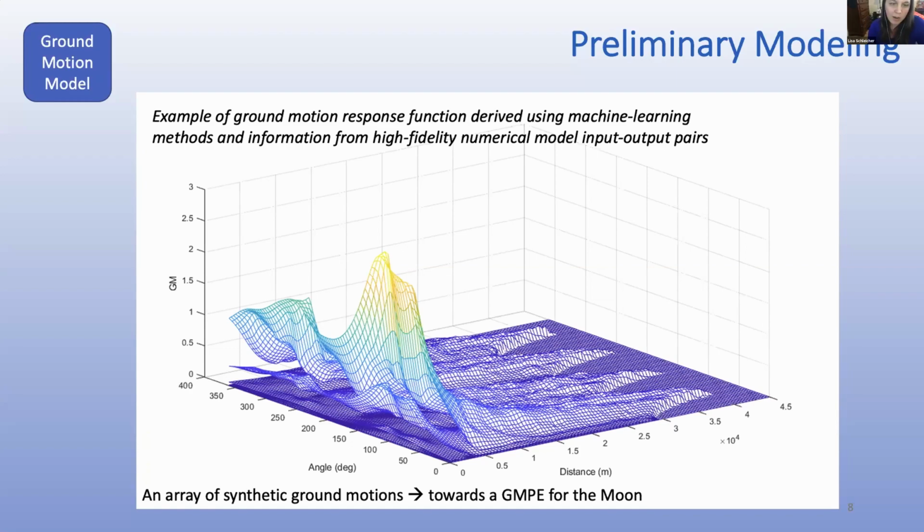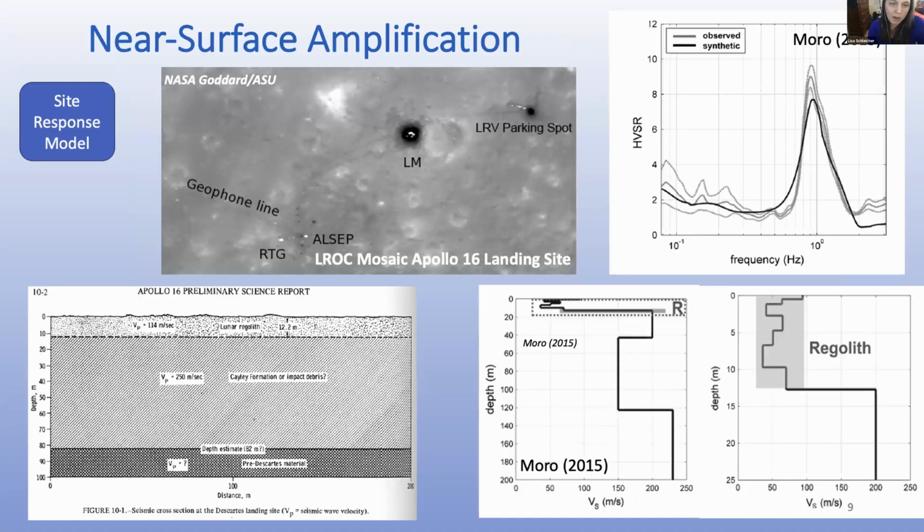And then for the site response model, what we have is some information on the near surface. Thanks to the Apollo 16 astronauts, who put out a geophone line, we're able to collect some data on the near surface. From this, we have some constraints on the depth to bedrock, or the thickness of the regolith. This is an important input into site response modeling. And then from that, we can model what amplification from the near surface materials we might expect. This is an important component of a PSHA.